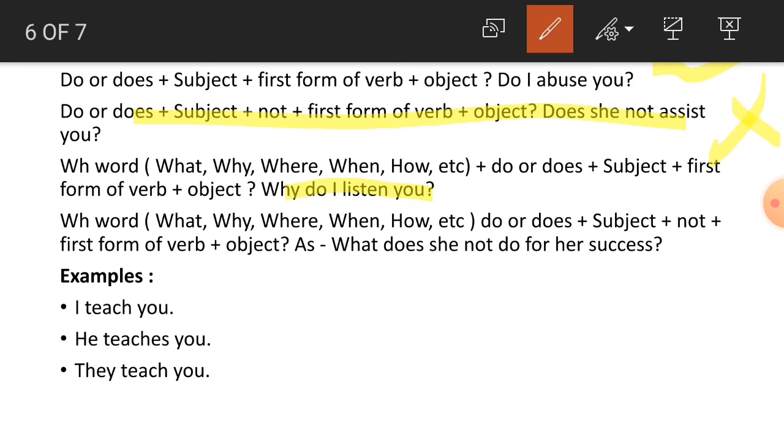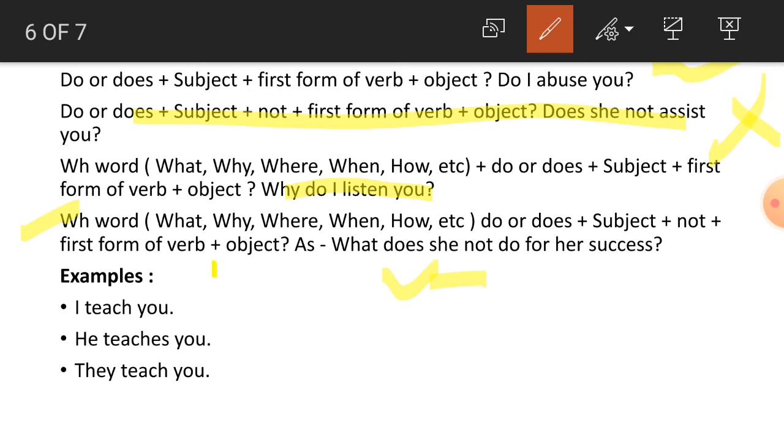Next, WH word plus do or does plus subject plus not plus first form of verb plus object. Here I have used she, third person. That's why I have used does here. Why? What does she not do for her success? Students, I think you have understood what I want to tell you.